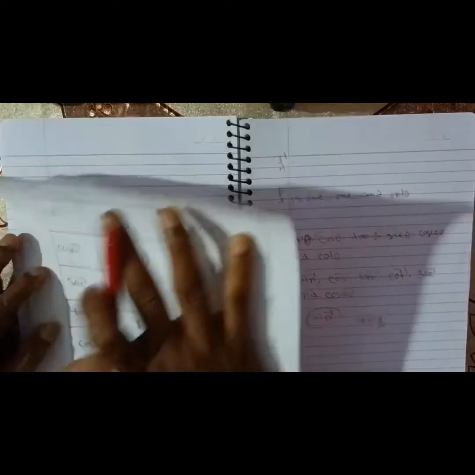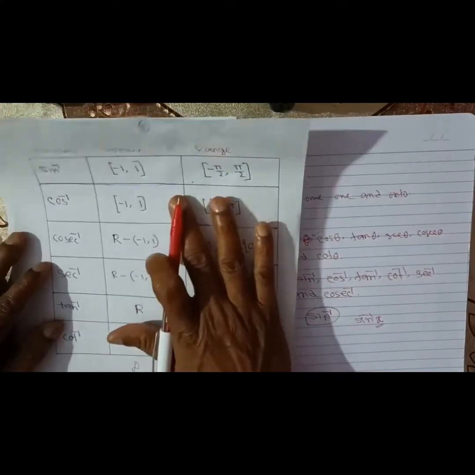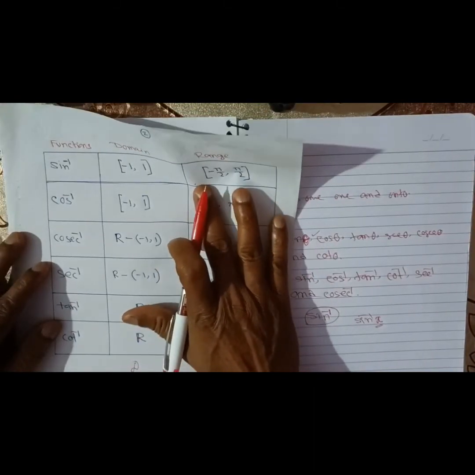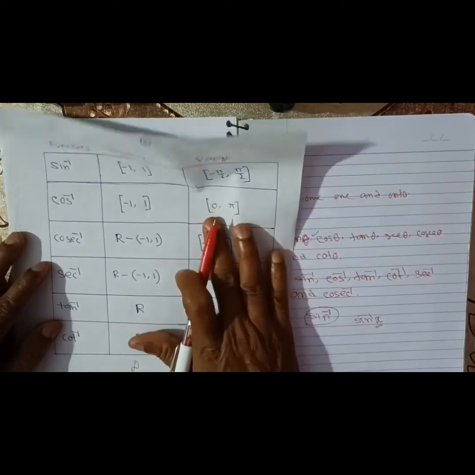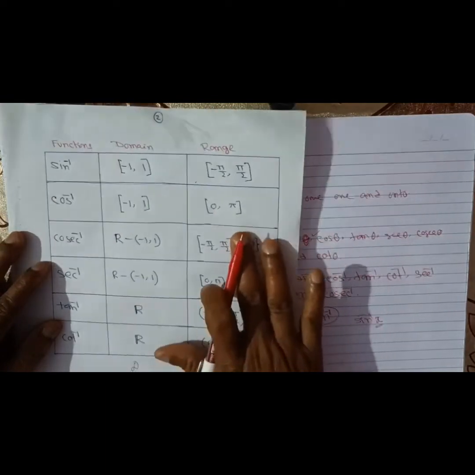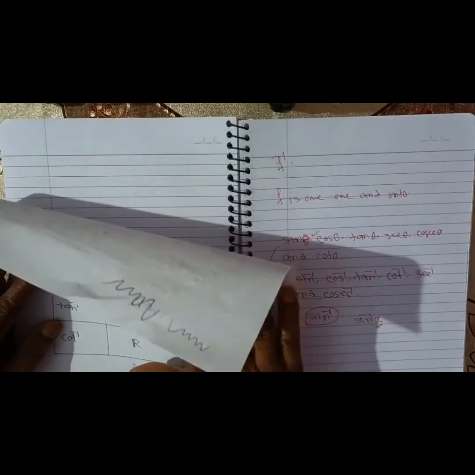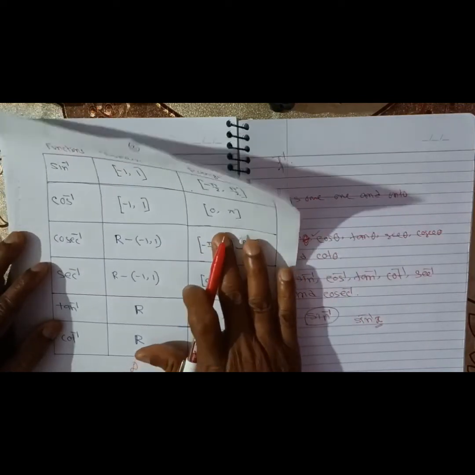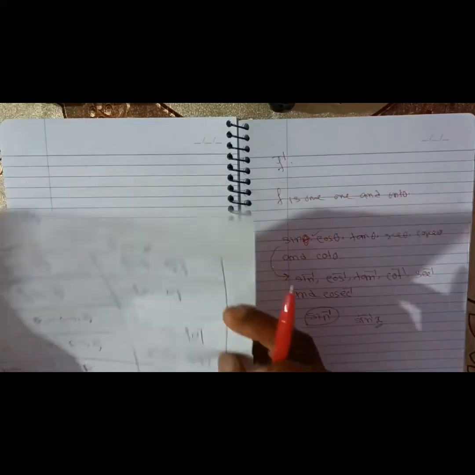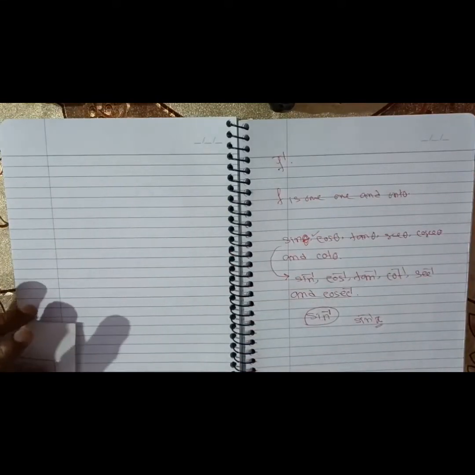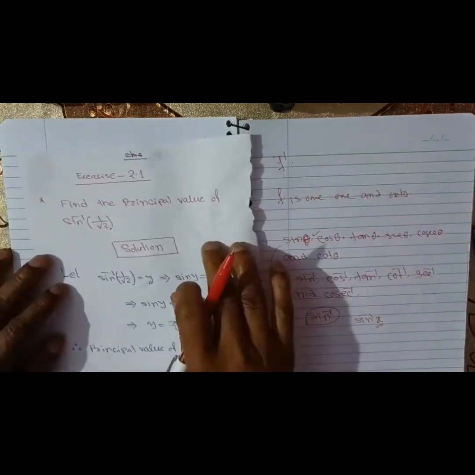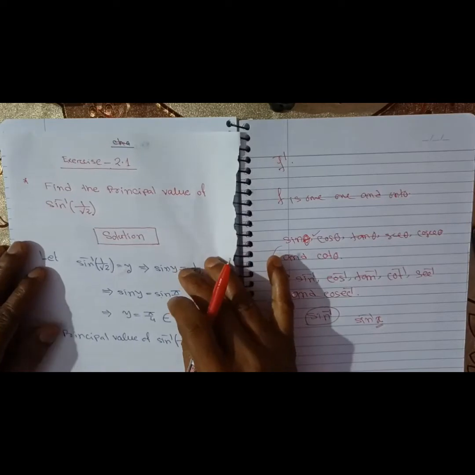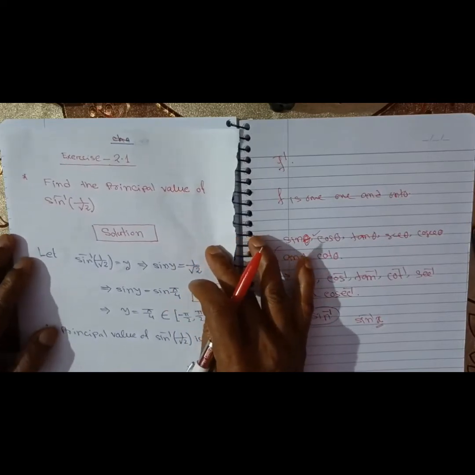These are the restrictions to make the trigonometric functions one-one and onto. That is known as bijection. And so trigonometric functions have inverse trigonometric functions with some restrictions. Now we are going to discuss the exercise part. Find the principal value of sine inverse 1 by root 2.